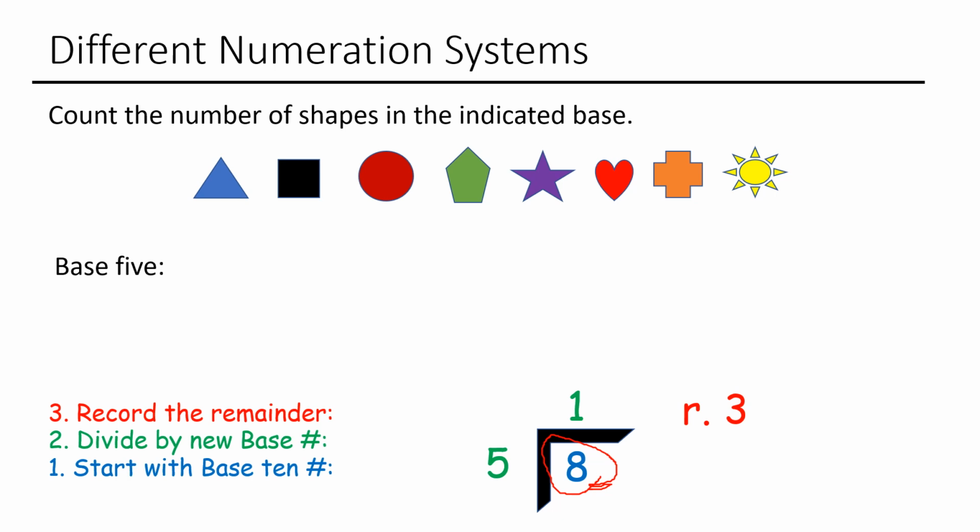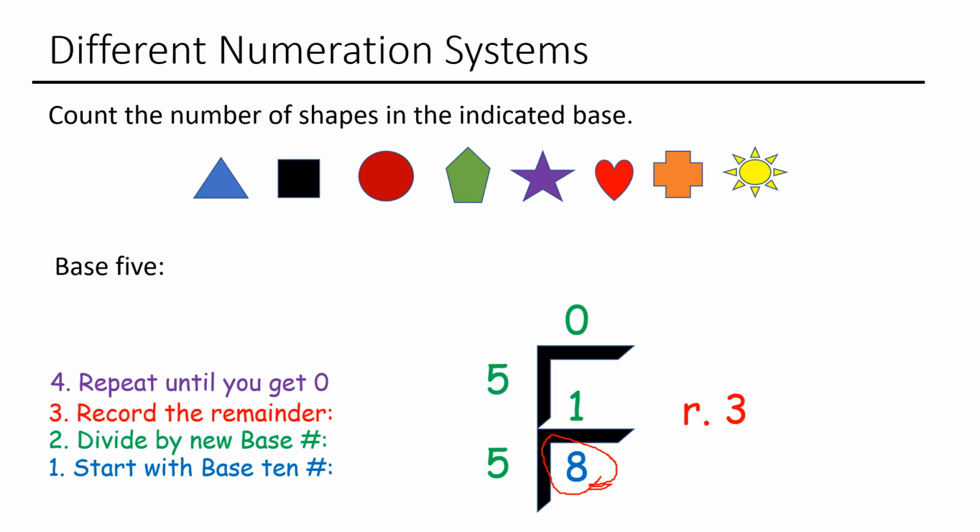When are you done? You are done when this is what number? This is a 0. So we are not done. We have to divide again. So we have to repeat until we get a 0. So we're going to divide again. Now you get a 0.